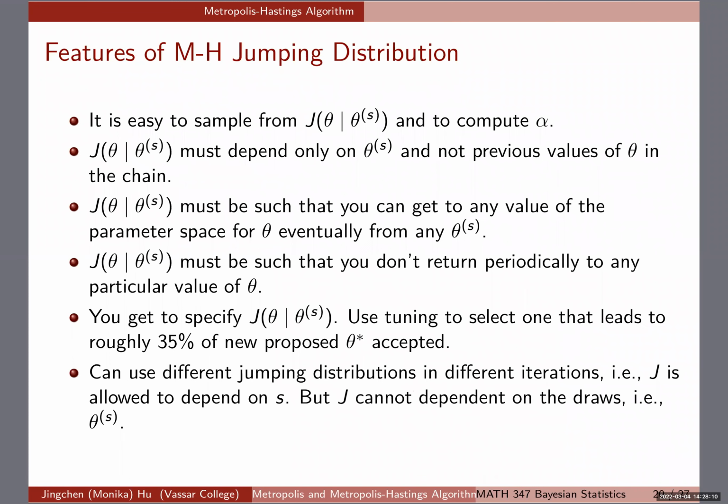All right. So again, some features over here, just like before: the jumping distribution should only depend on theta s, but not on any previous draws. Just like before, you want a jumping distribution that can get you anywhere from anywhere that you start, and does not return you periodically to the previous steps, because otherwise you would really not get out of it. Roughly, 35% is the rule of thumb for the acceptance rate. And make sure that you use appropriate jumping distributions in the particular context.